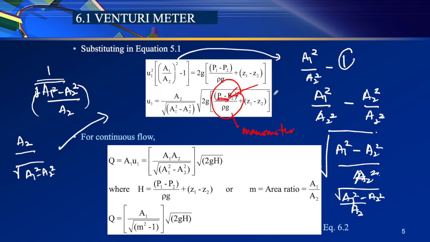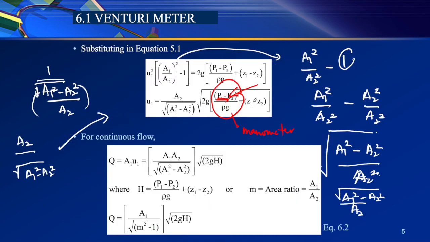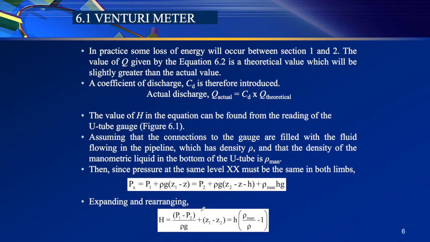Okay. And then cancel out the terms. You will get this equation. At the end, you will get this equation where rho manometric over rho. Rho manometric here is rho gauge, the gauge liquid density inside this manometer. Okay, the fluid in the manometer.